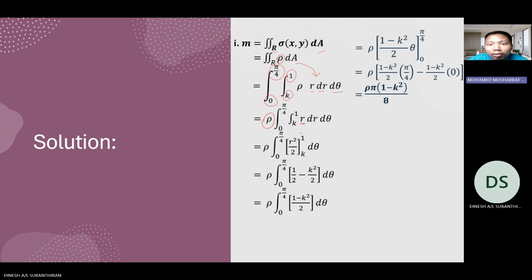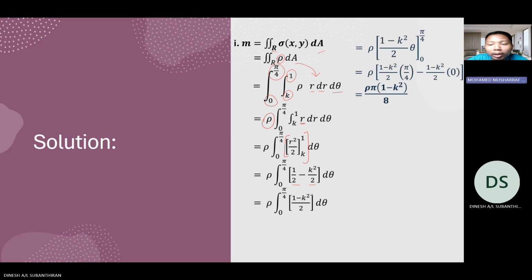So here the inside will be to integrate r. When we integrate r, we will get r squared over 2 in the bracket with the limits 1 and k. So we substitute the limits and we will get 1 over 2 minus k squared over 2.